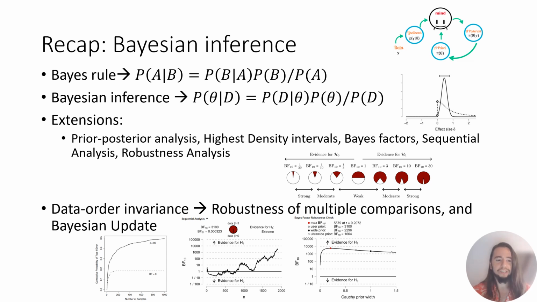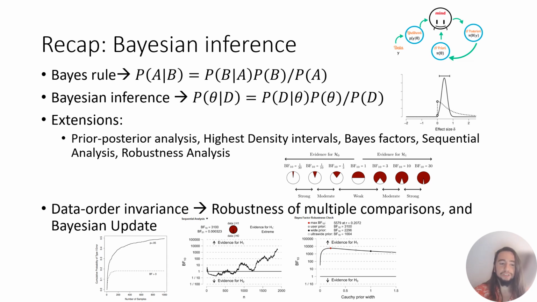Okay, so given that, we have a number of extensions to this inference. For example, prior-posterior analysis is basically examining how the prior was and what changes have been induced in the posterior compared to the prior. For example, changes in form, in position, in variance, in shape, etc. We can also have highest density intervals or credible intervals, that is, the main area of the posterior, and we can do things with that. We also can have Bayes factors that are somewhat like p-values but more informative.